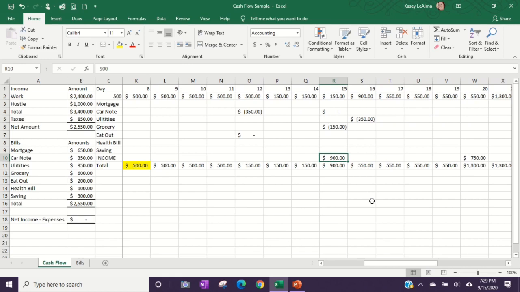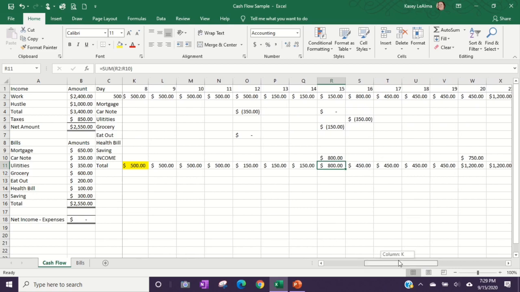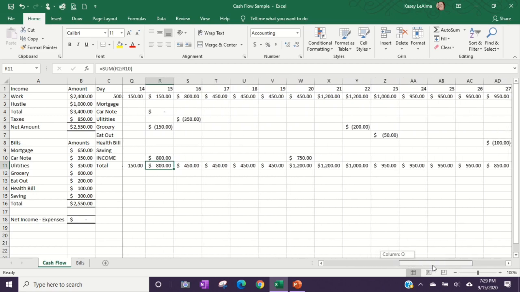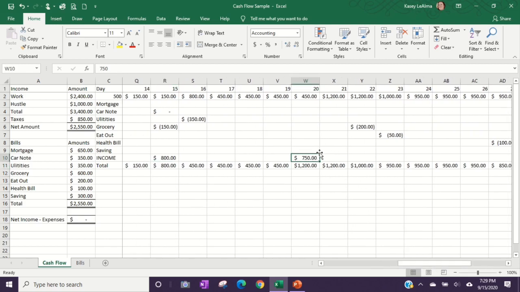And so this time, I didn't make 900, I made 800 instead. But I'm still doing okay. I still have enough money. And then, okay, so this is the hustle. This is the money I make from the hustle, and it was a very bad month.